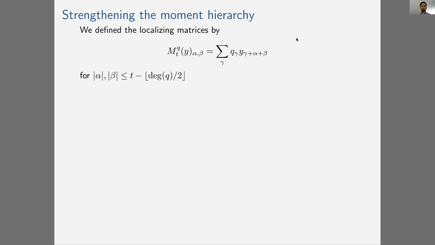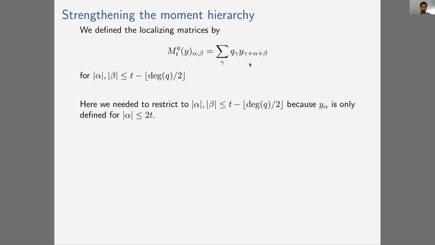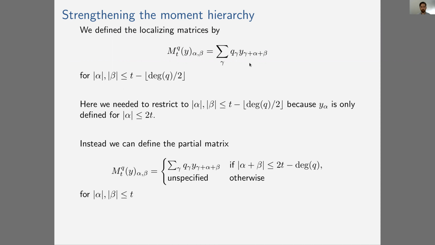And so what did we do when we defined these truncated moment matrices? We said we define this matrix only for indices alpha and beta of norm at most t minus this degree over 2 rounded down. Why did we do that? Well, otherwise this sum doesn't really make sense, right? Because you obviously want to sum over all gamma where q has a non-negative coefficient. But then y is only defined for exponent vectors of degree at most 2t. So you need this for this to make sense, right? Yeah, that's exactly it. We need to restrict because otherwise this sum doesn't make sense.